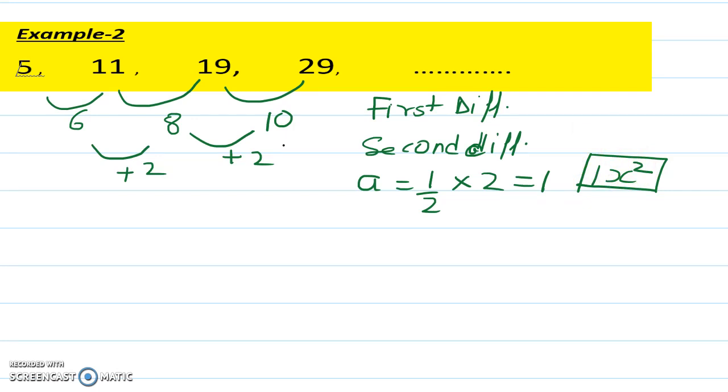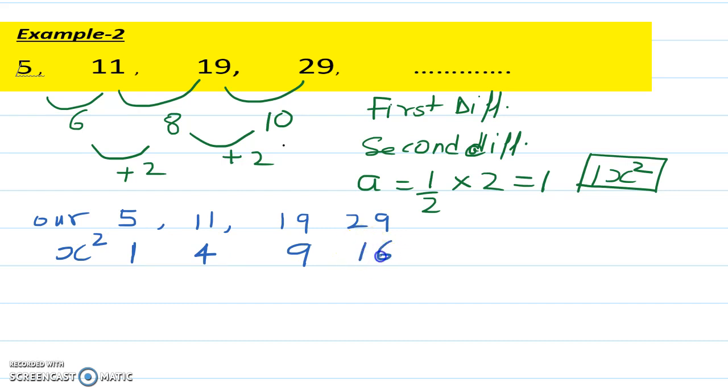So our equation is, let's write it down here, leaving a little space: 5, 11, 19 and 29. Now here is 1x square, so 1x square means x square. If you put x is 1, it will be 1 square, which is 1, nice and easy. If you put x is 2, 2 square is 4, and then this will be 9 and this will be 16. Same thing, the same photocopy you need to do as you have done in the previous example.